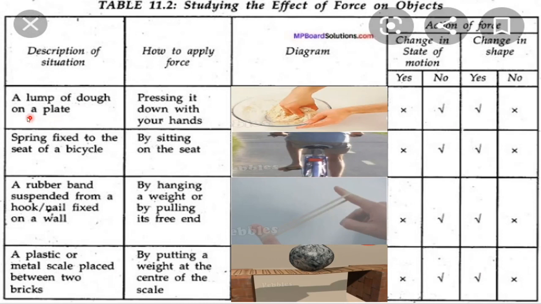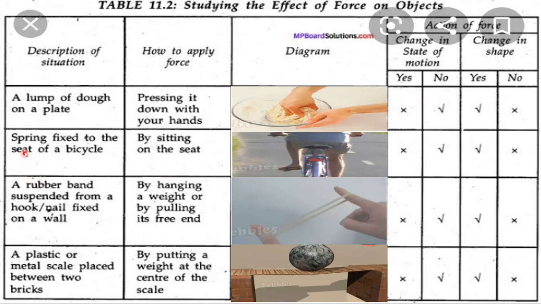In the first situation, a lump of dough on a plate. See here, what is the picture you're observing, children? One person is pressing it down with hands, isn't it? So, is the dough moving from one place to another? No. That means there is no change in the state of motion. Therefore, what is it that you are observing? There is a change in the shape. Okay. Then let's see the next situation.